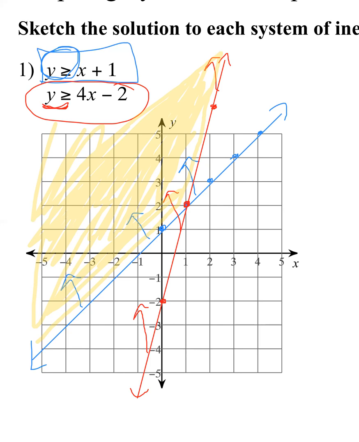All right, so the solution to this system is everything that I have shaded over in yellow. Okay, and it does include the lines, that's why they're solid. But that's how you do a system of inequalities in two variables. How cool. Okay, let's try another one.